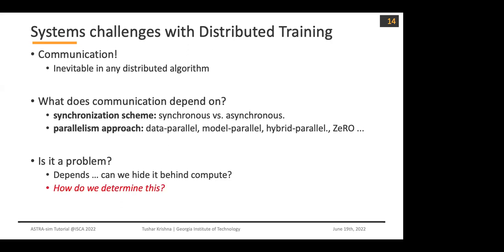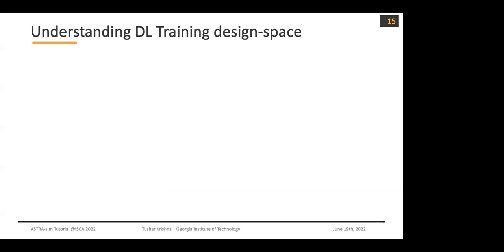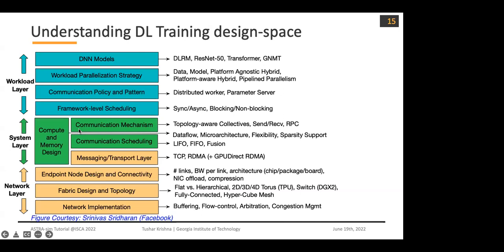So how do you actually determine whether you're compute bound or communication bound? This really means that you have to look at the entire co-design stack for distributed training and then understand each aspect and where the bottlenecks are. So my part of the talk is going to focus on this stack. We're going to try to understand what each of the components are that go into deploying a model in a distributed manner.